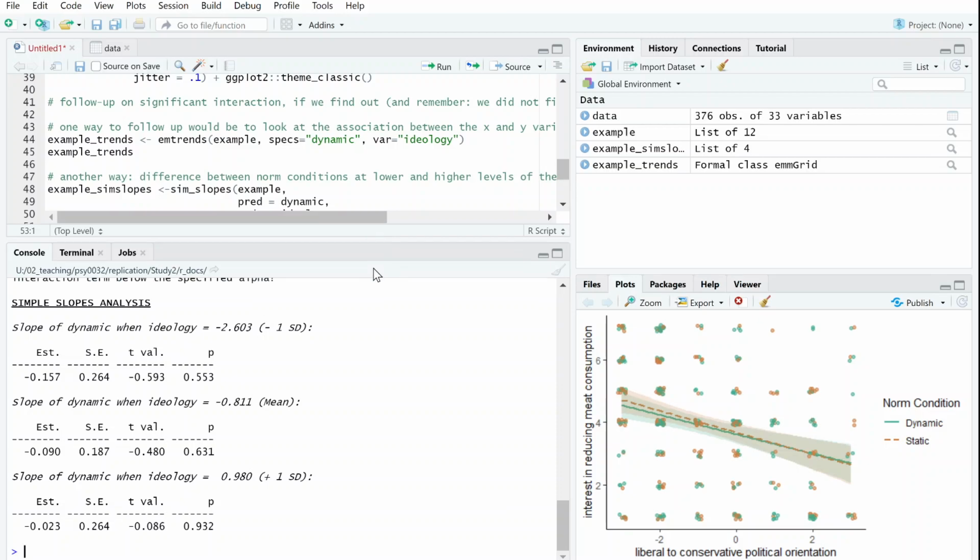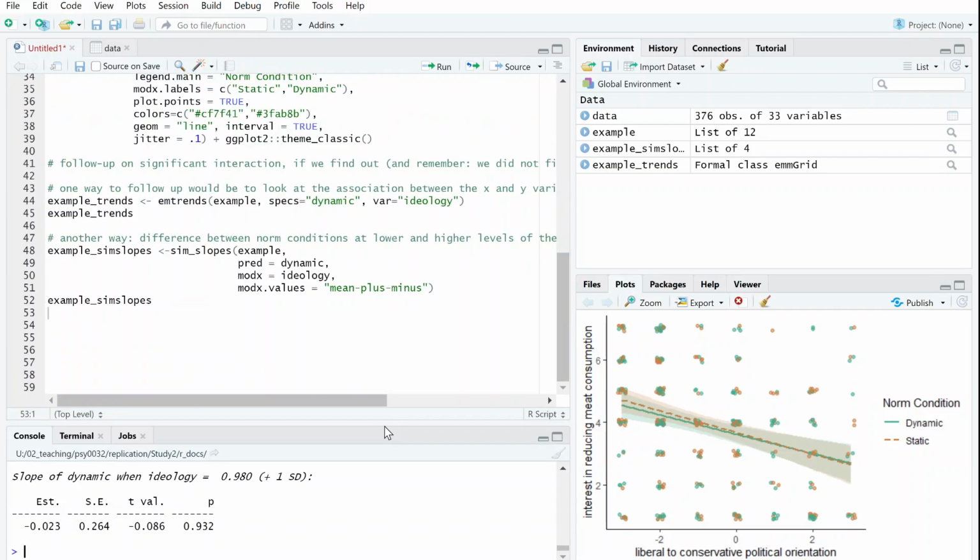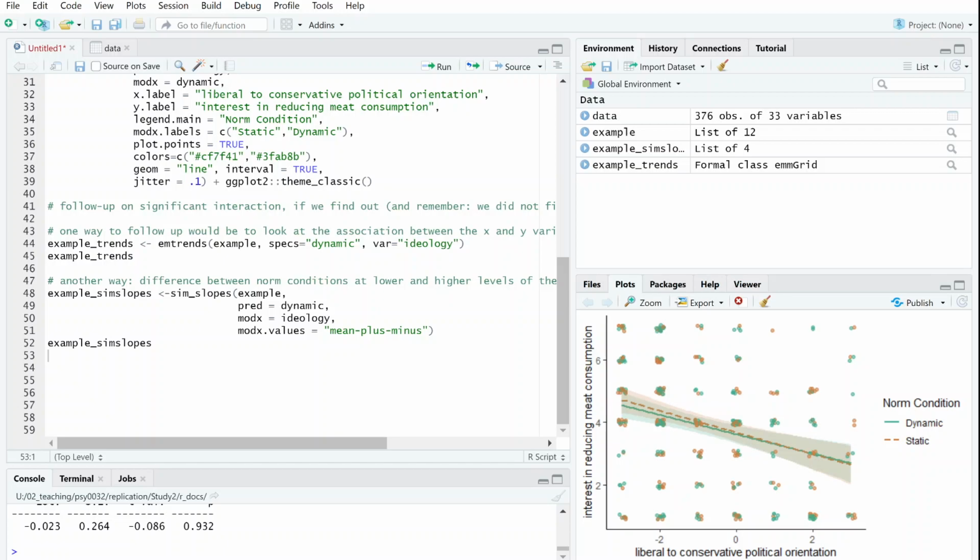And so there you have it. But now you know how to follow up on a significant interaction in a regression if you had the interest and the statistics to back up the need for it.